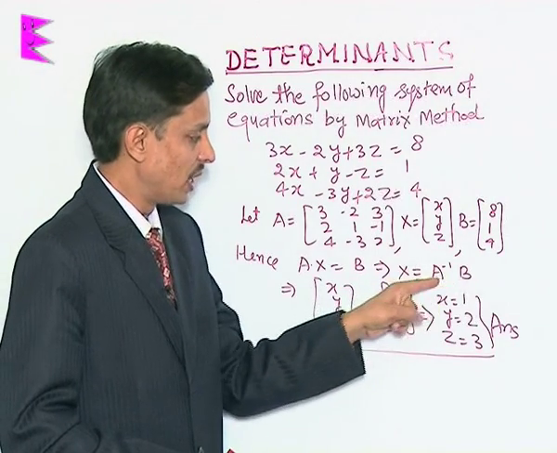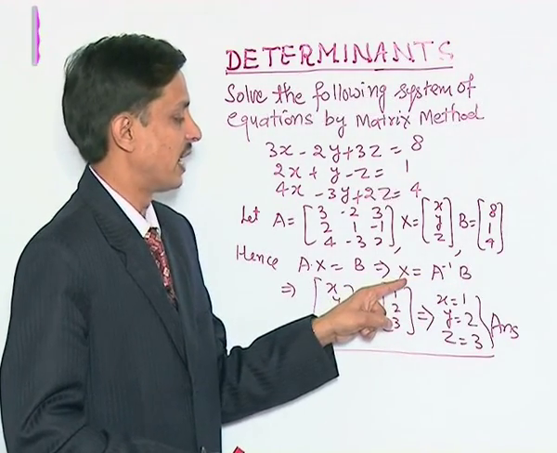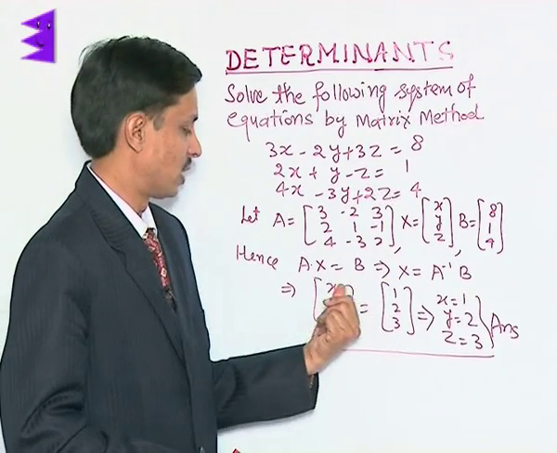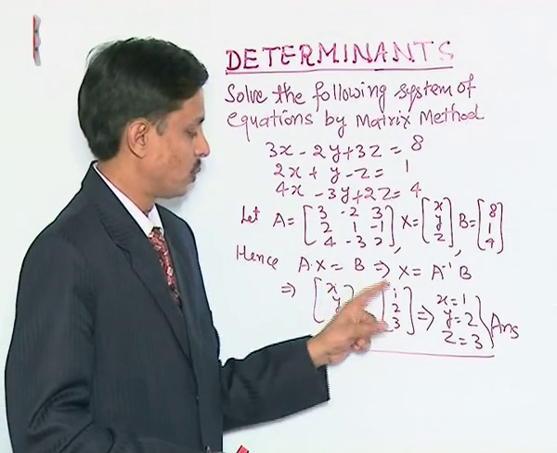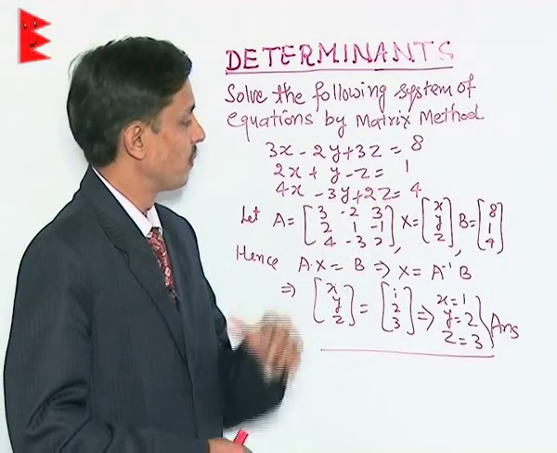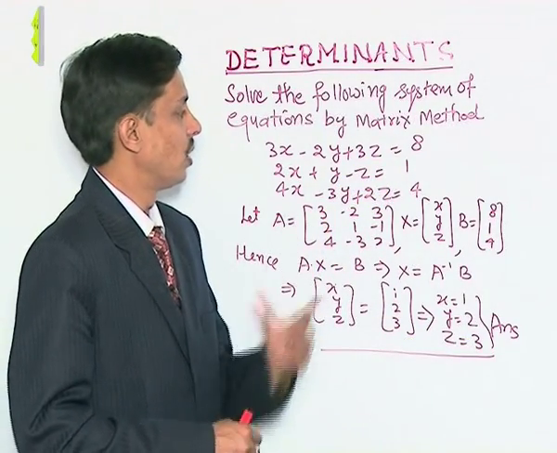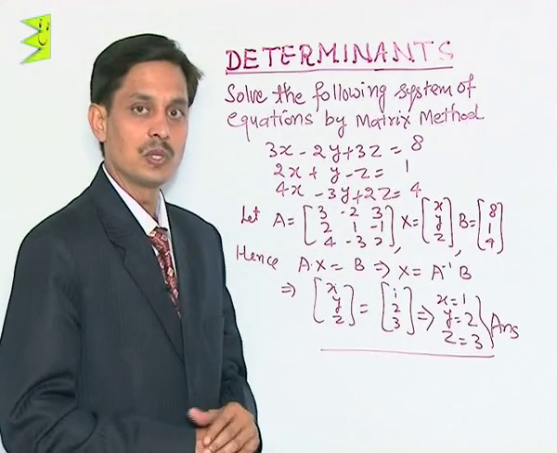This result of the product of A inverse and B is 1, 2, 3, and the left hand side is equated with x, y, z. Now you can compare these two matrices: x is 1, y is 2, z is 3, which is the required solution of the equations for which the values were given.